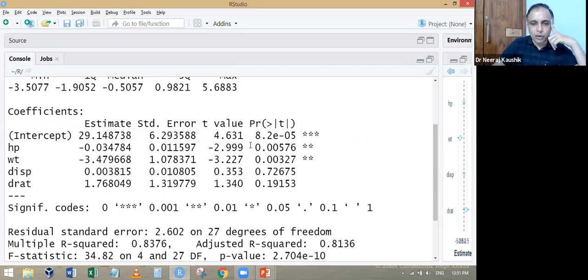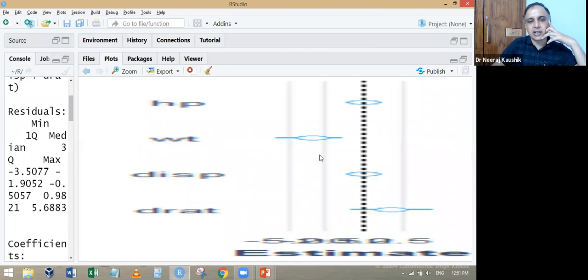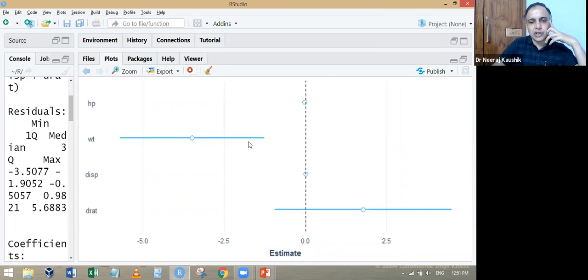HP, look at the value, it's 0.005. Other values are more than 0.05, so these values are 0. So the plot is just another method of representing the same thing, whether the value is 0 or not.